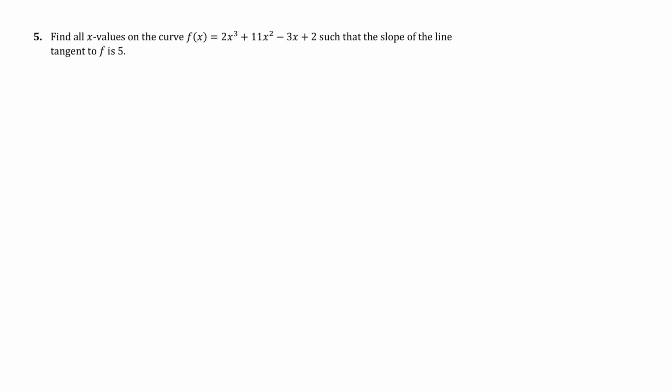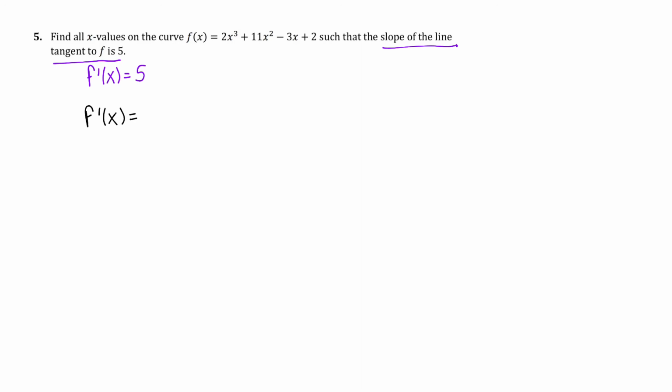For number 5, find all x values on the curve f of x equals 2x cubed plus 11x squared minus 3x plus 2 such that the slope of the line tangent to f is 5. That means we want the derivative to be equal to 5 because the derivative will give us the slope of the tangent line. So we need to find f prime of x and set it equal to 5 and solve.